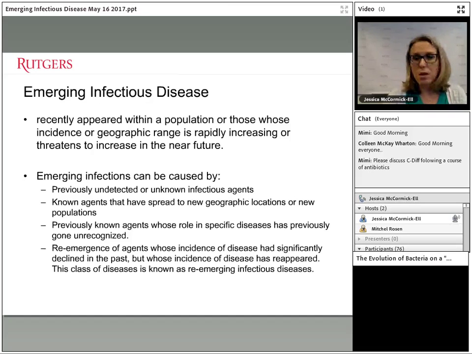Zika is newer, but it was previously found in the 50s. Also, agents that have spread to new geographical locations. So again, Zika is a good example of that, going from Africa to South America. Known agents whose role in diseases was previously unrecognized, but now we're seeing new developments. And also reemergence of agents. That's when we talk about drug-resistant microorganisms, and how previously we were able to treat and cure those infections, but now we're seeing new reemerging issues.